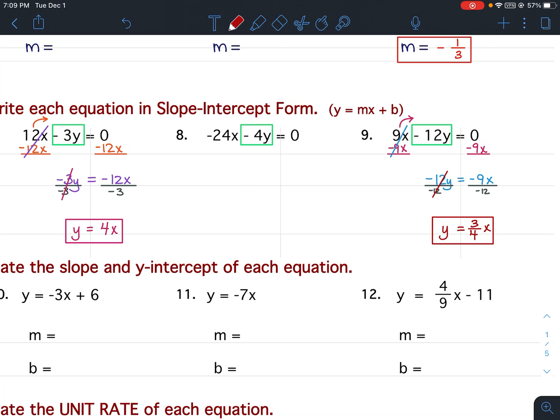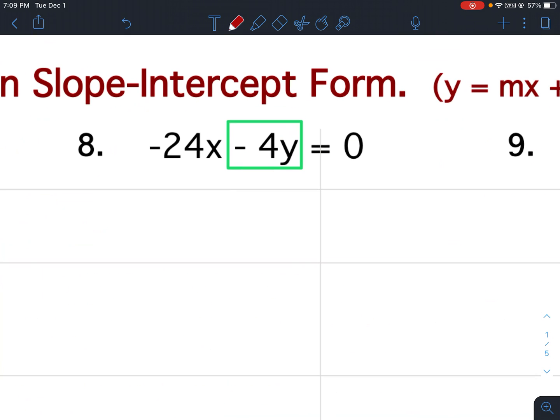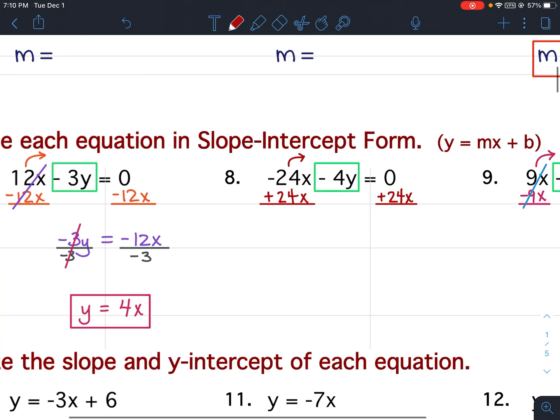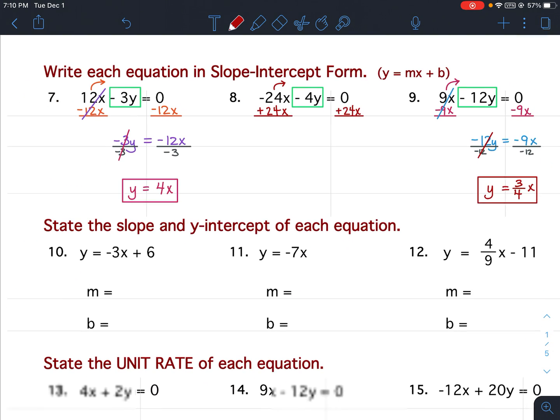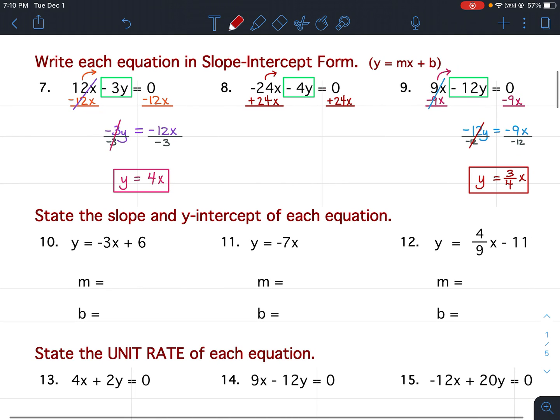Don't forget that x. Number 8, you're on your own. The only thing I'm going to give you is a little hint: that's a negative 24x that you need to take to the other side. Let me zoom in. So the opposite of negative 24x would be positive 24x. The rest of that, you're on your own. If you have any questions on 7 through 9, please do not hesitate to ask.